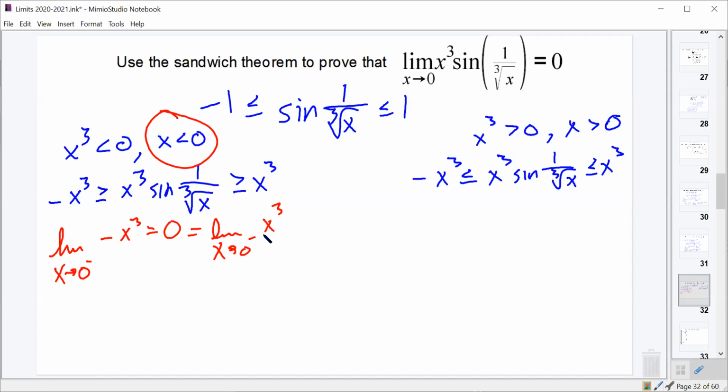Does that make sense to everybody? Everybody clear on why we can't do a two-sided limit there? We can only do a left-hand limit?